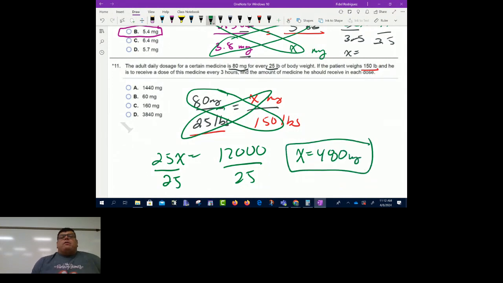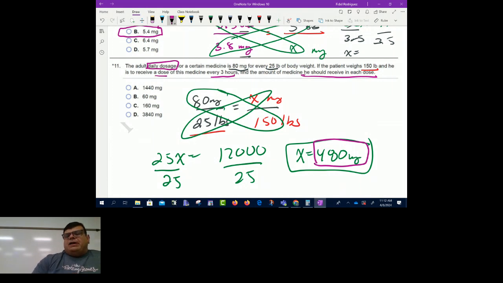All right. So y'all, before I go on, I want to point something out here. When we did our calculation, this is talking about the what? The daily dosage, right? This is how much this individual is going to get in a single day. Now, it says if this person is to receive a dose of the medicine every 3 hours, how much of the medicine should they get in each dose?